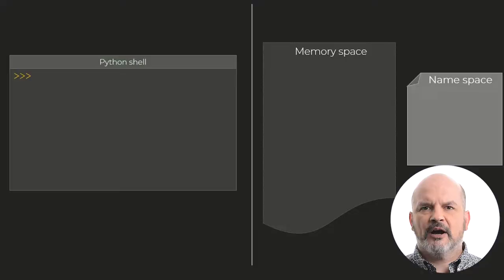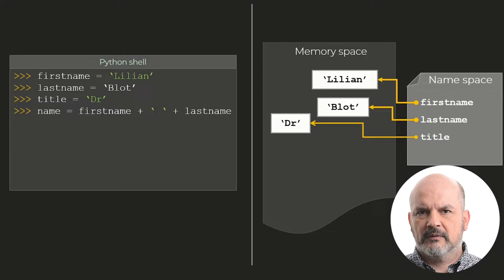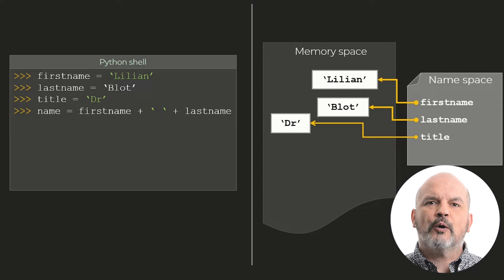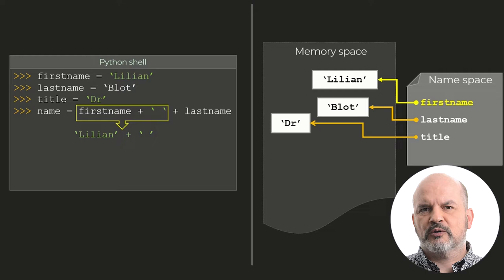Let's have a look at the state diagram and see what happens when several expressions are evaluated in the interpreter. We have already seen what happens when assigning values to a variable. Next, we have an expression assigned to a variable. The right-hand side of the assignment operator is evaluated first. The complex expression is evaluated piece by piece, starting from the left. The interpreter looks for the variable first name in the namespace and gets the value it refers to. The operator placed between the two strings is evaluated and the partial result is computed. The plus operator between two strings concatenates the two strings, that is, it adds the string on the right-hand side of the plus at the end of the string on the left-hand side of the plus.